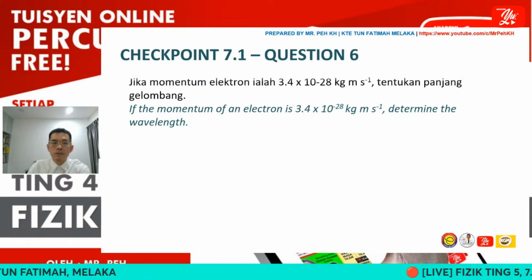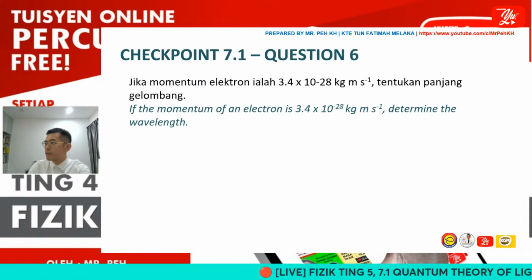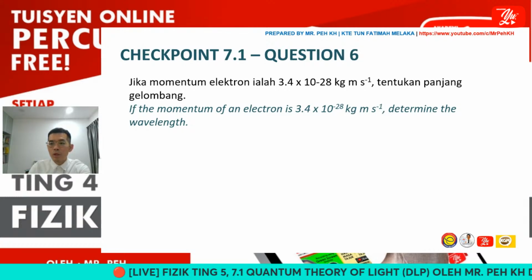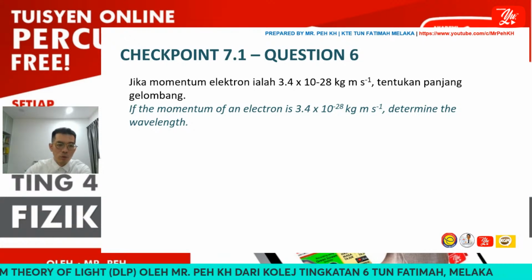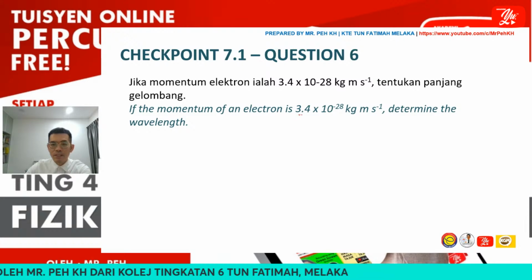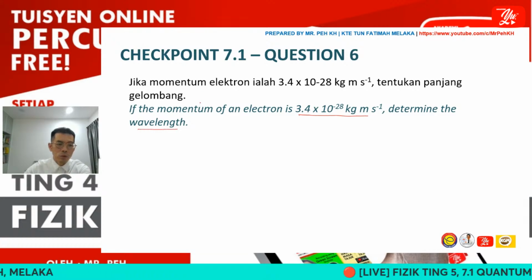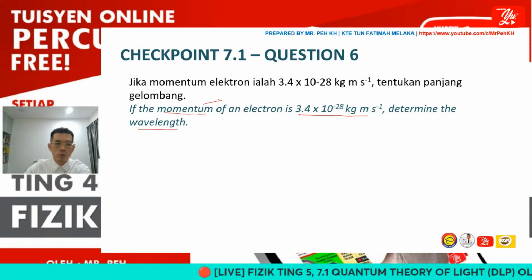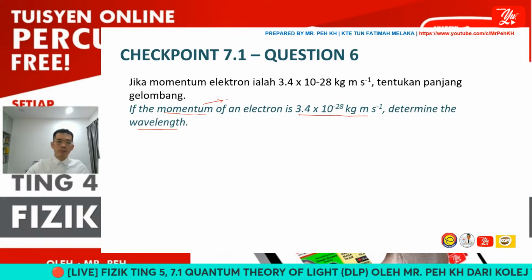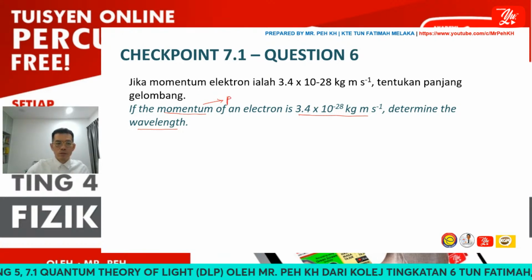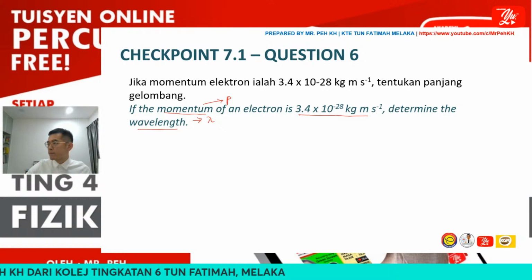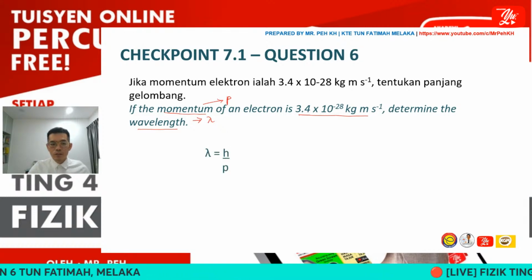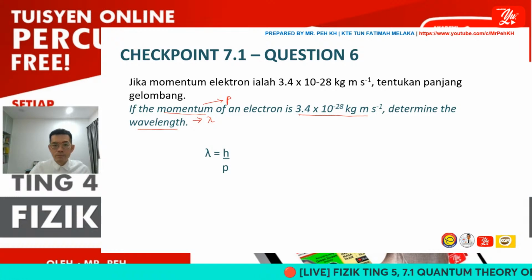Okay, so here is the question related to learning standard 3. It is a calculation question using the de Broglie wave equation. If the momentum of an electron is given as 3.4 times 10 power negative 28, determine the wavelength. Again, you can use symbols for the terms so that you can select the correct equation. Here momentum is small letter p. Then the question asks you to find the wavelength with the symbol lambda. So the equation is this, which we already discussed just now.